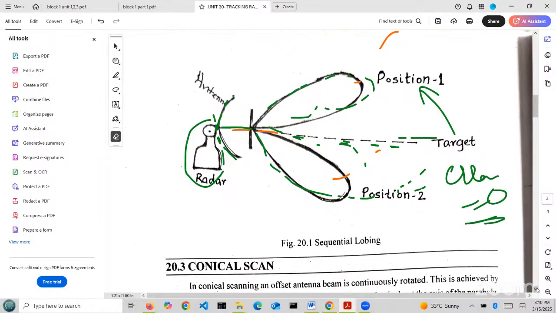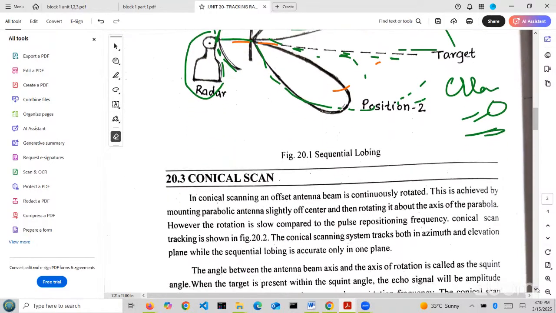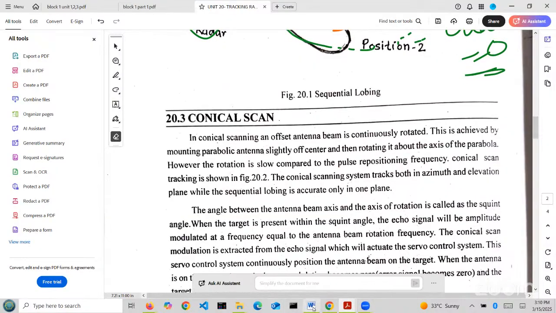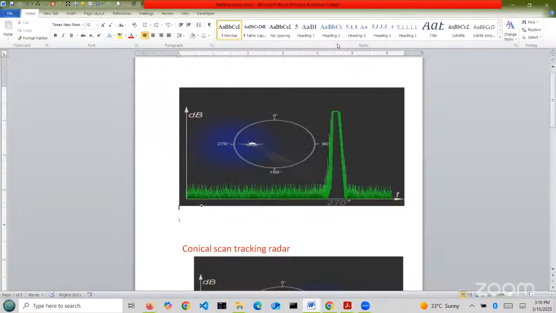Next, we will come to the conical scan. Before discussing the conical scan, I want to show an example. This blue color image is the conical scan. This is the radar, which is situated in a parabolic shape, and here I have the target material. Whenever the radar is near the target material, the amplitude of the signal is maximum.